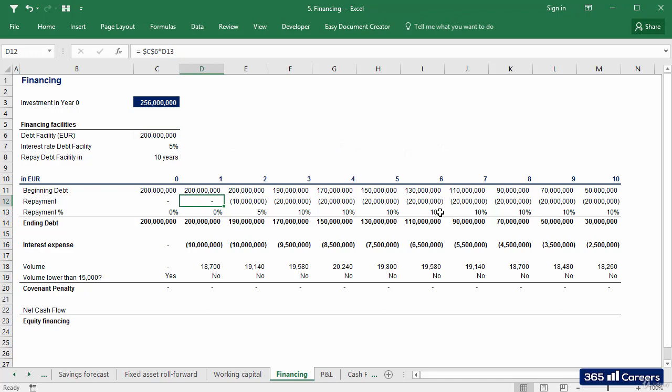In the first year, the company wouldn't have to repay anything. In the second year, it must repay $10 million. In the third year, $20 million, and so on.